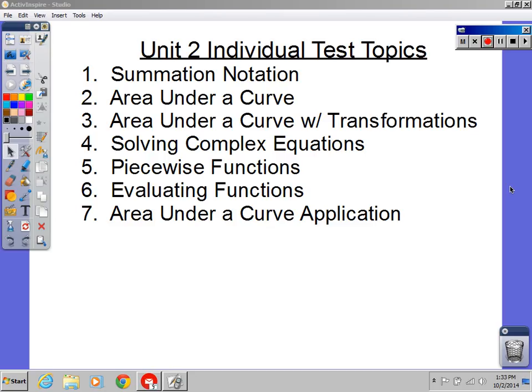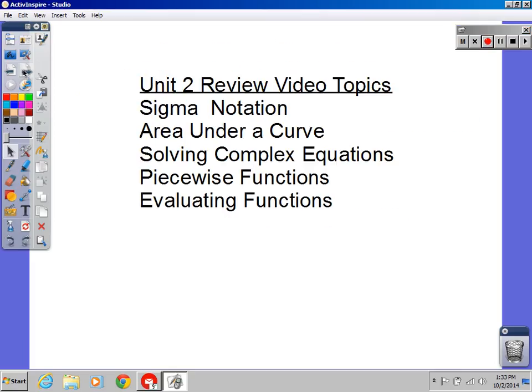So it looks to me like here are the test topics, questions 1 through 7, and you get a little bit of a taste of each of these throughout the course of the video. Here will be the topics that we talk about: sigma notation, area under the curve, solving complex equations, piecewise functions, and evaluating functions. You'll get a little bit of an idea here of what is expected.